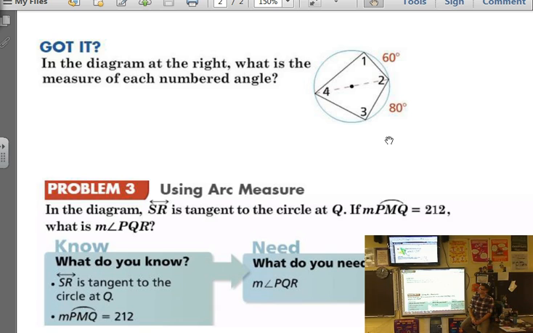In the diagram at the right, what is the measure of each numbered angle? So now we have our quadrilateral. We have angles that are all inscribed on the circle, so they're on the edge of your circle. Our same rules still apply, and we have a diameter dotted across our circle there. What's the first thing that we could figure out, Mr. Stravler? The first thing that we could figure out, wouldn't it be the angle 4?